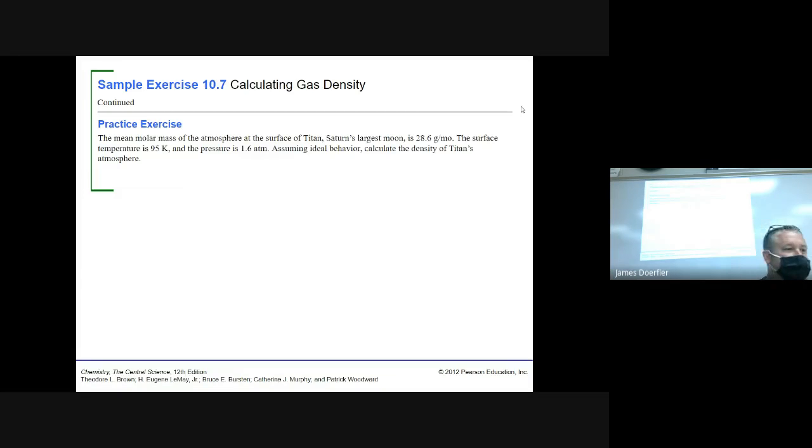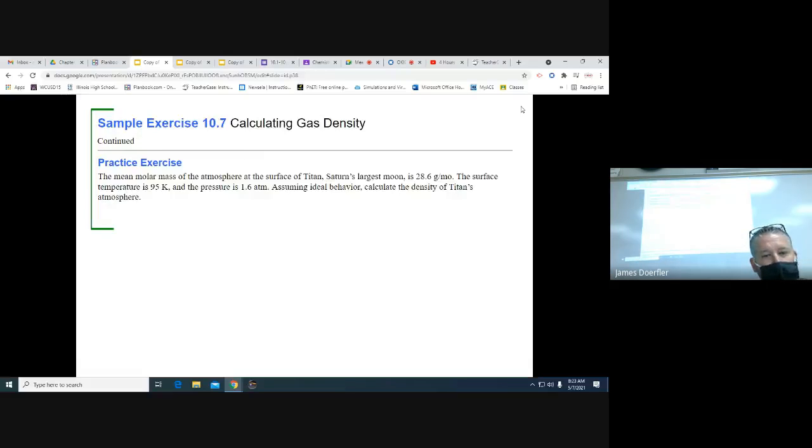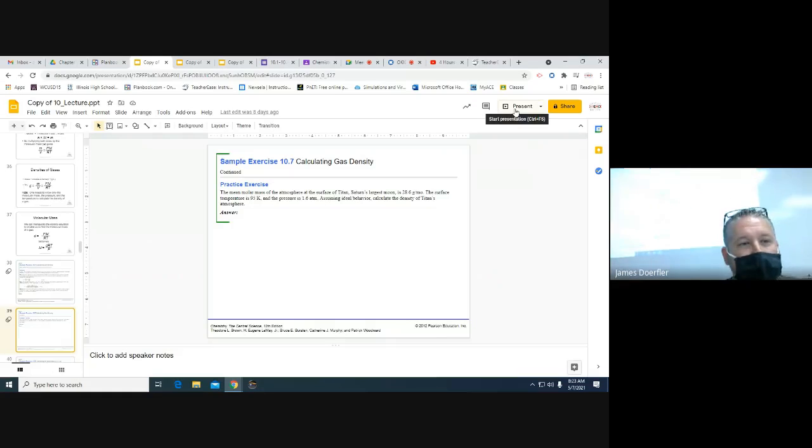The mean molar mass of the atmosphere at the surface of Titan, which is Saturn's largest moon, is 28.6 grams per mole. The surface temperature is 95 Kelvin, and the pressure is 1.6 atmospheres. Assuming ideal behavior, calculate the density of Titan's atmosphere. So we are off on our adventure of doing some mathin'.